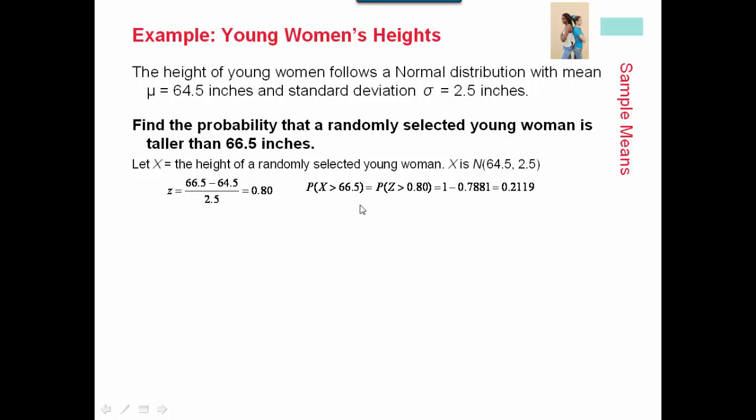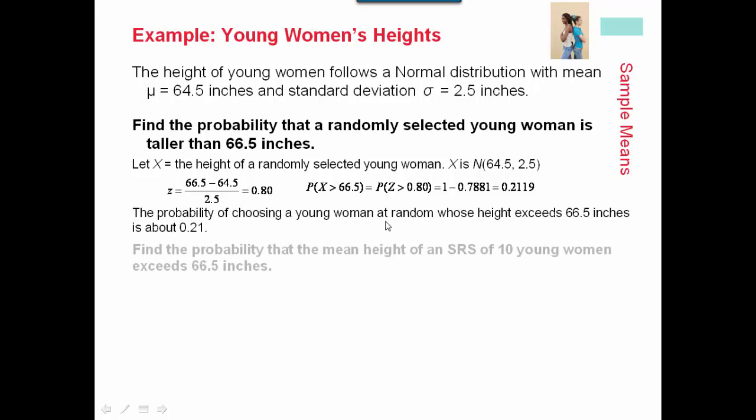We're finding the probability x is greater than 66.5, or z is greater than 0.8. To find greater than, we always take 1 minus the distribution we look up on the A table, which is 0.7881, and which equals 0.2119. The probability of choosing a young woman at random whose height exceeds 66.5 inches is about 0.2119, or 21%.